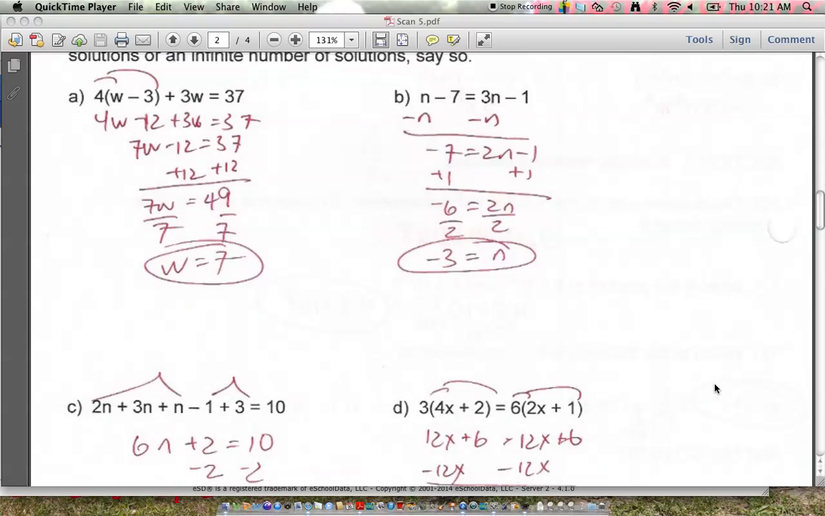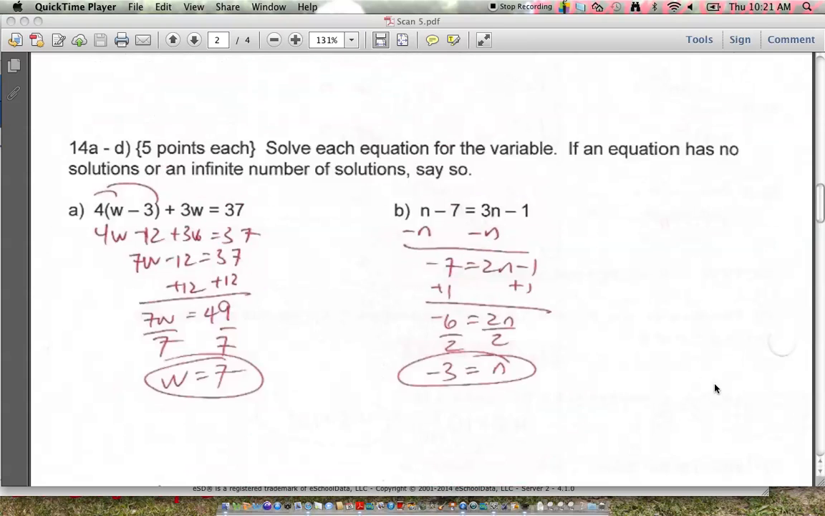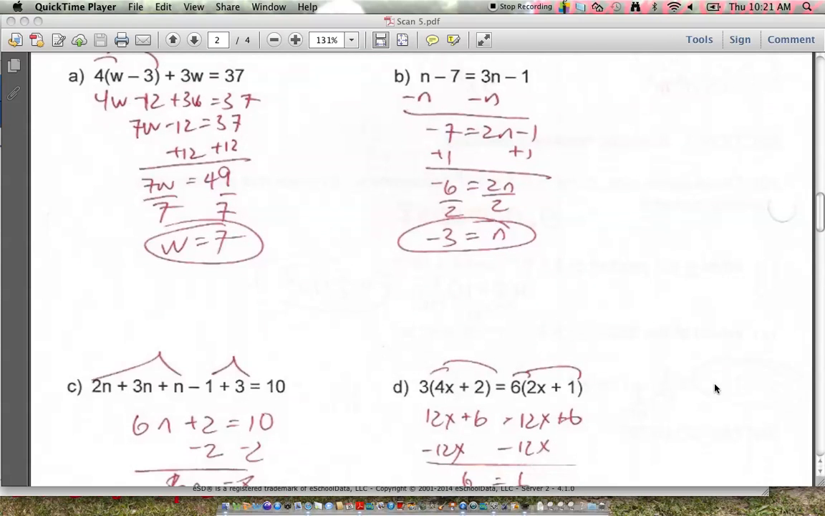Now, let's take a look at numbers 14, A and B. If you got them right, put a little check mark there. If you got them wrong, each of these questions is worth 5 points. So, on letter A, look and see if you distributed first. If you did, so far so good. Then look and see if you did same side, same operation, and came up with 7 W's here. Hold on. If you did, you're in good shape.